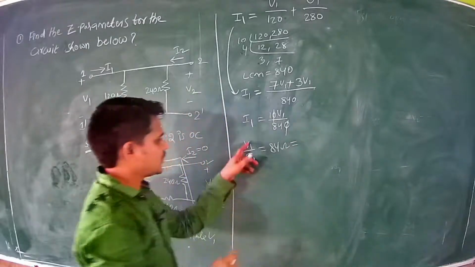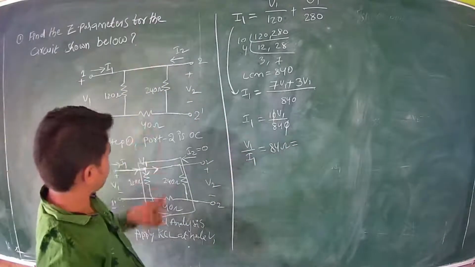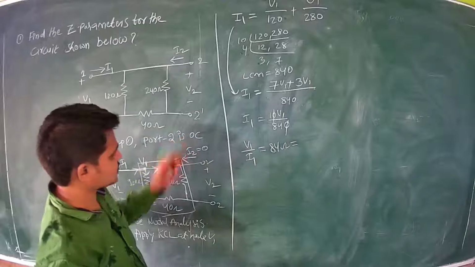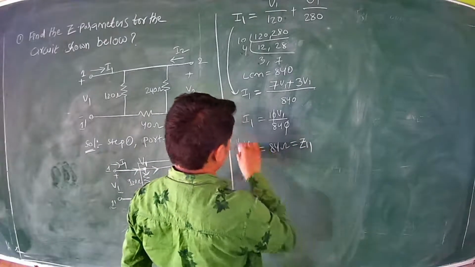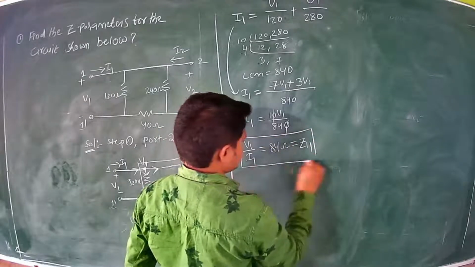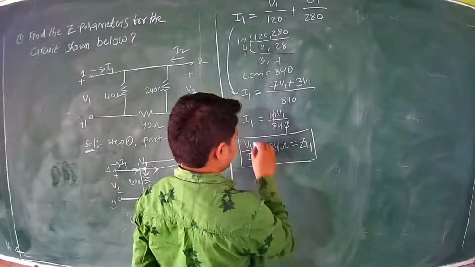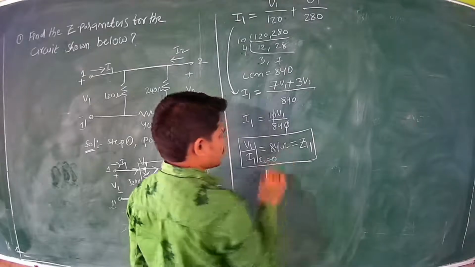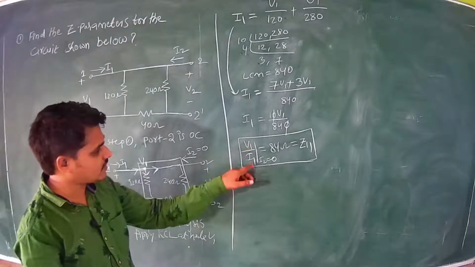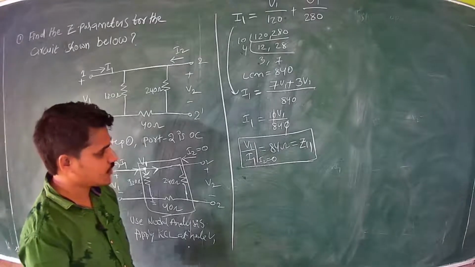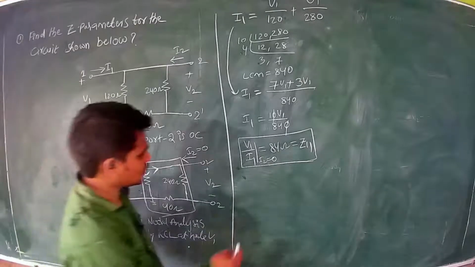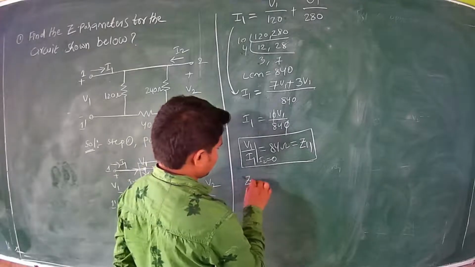So what is this called? V1 by I1 when port 2 is open circuit is called Z11. Here I2 is 0. V1 by I1 is Z11. Next we will get Z21.